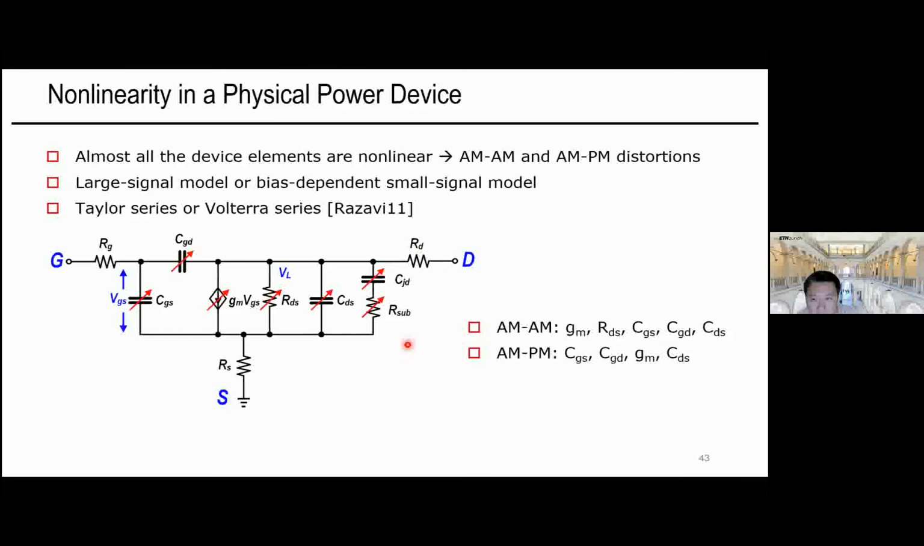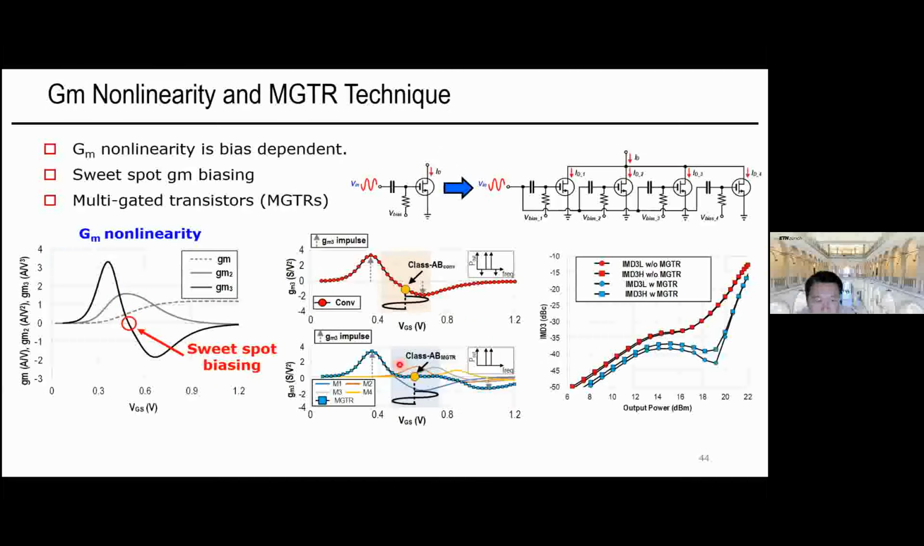So where are the sources of PA large signal nonlinearities? If you look at the equivalent elements in a power device, most of them are nonlinear. They contribute to the AM to AM and AM to PM distortions. So typically we can use a Taylor series without memory, or a Taylor series with memory effect, to model these nonlinearities. So next we can focus on several major nonlinearity mechanisms and see the popular techniques to mitigate them.